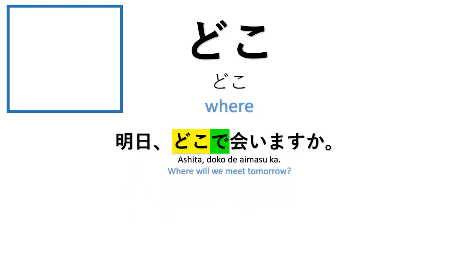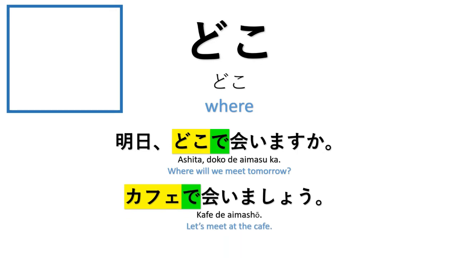Okay? We can also say どこで. So 明日どこで会いますか? Where will we meet tomorrow? Okay, so で because this is a place. Usually a place is followed by で, doko で, place plus the particle で. So どこで会いますか? カフェで会いましょう。Let's meet at the cafe. Okay? So どこで and then どこに is the other one.